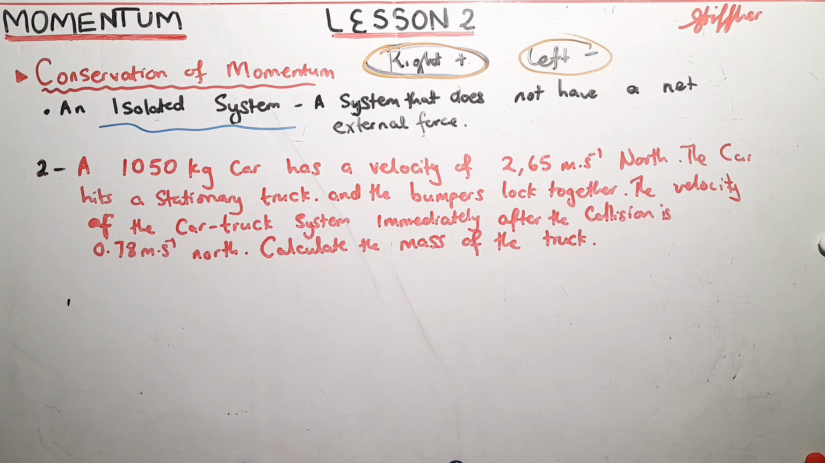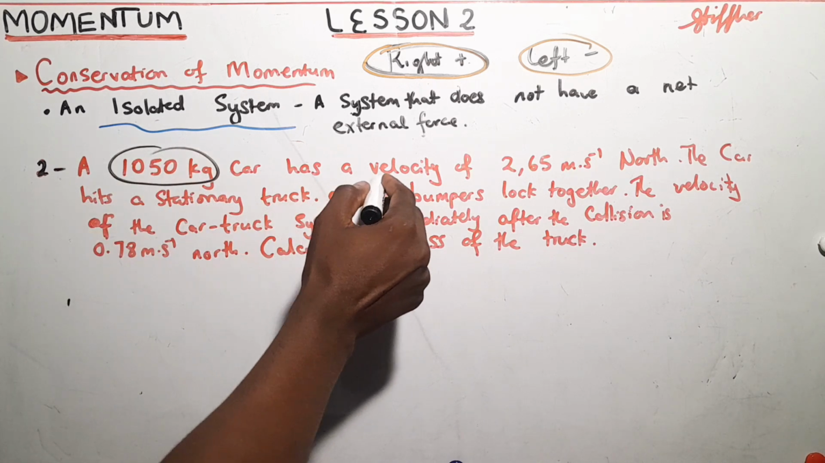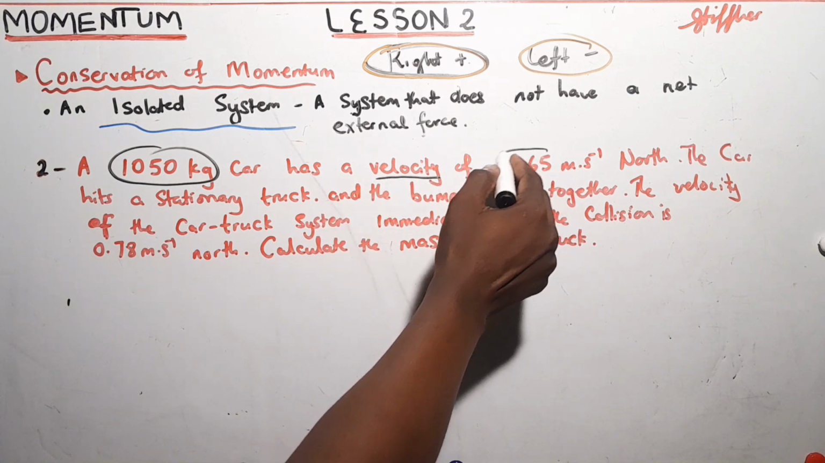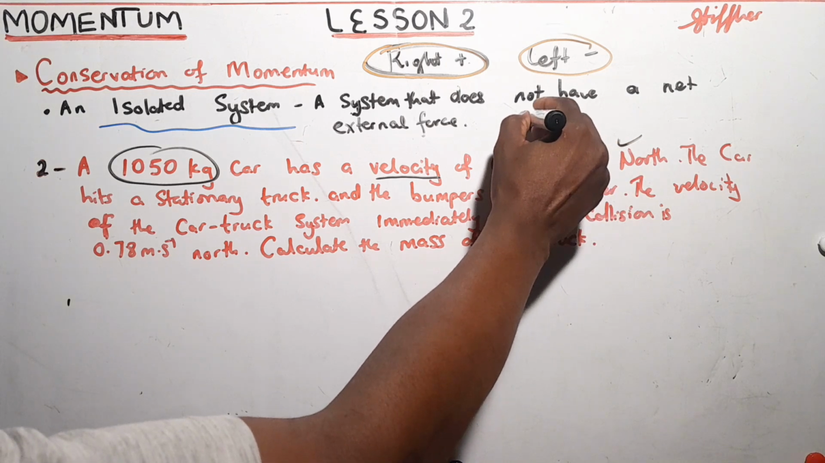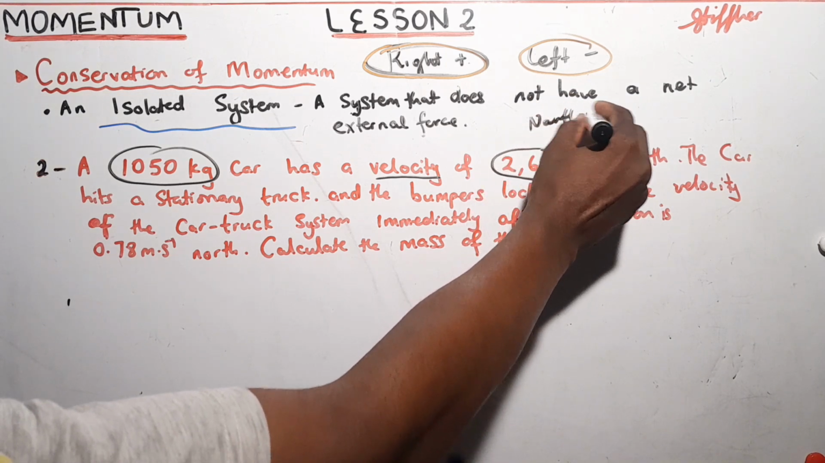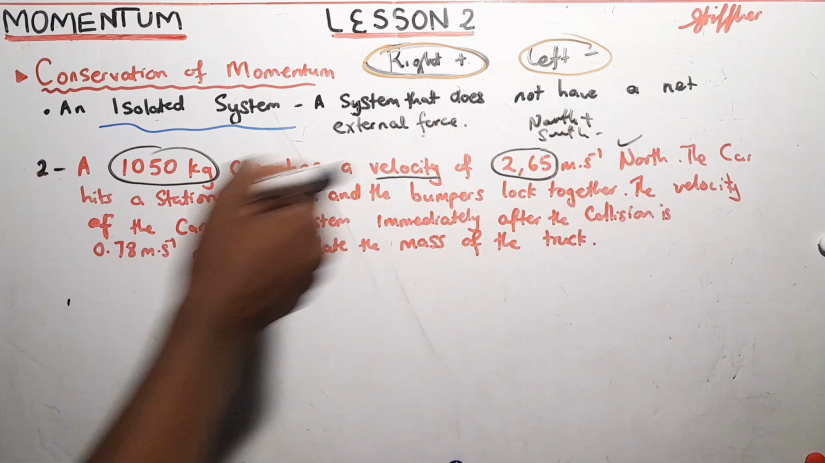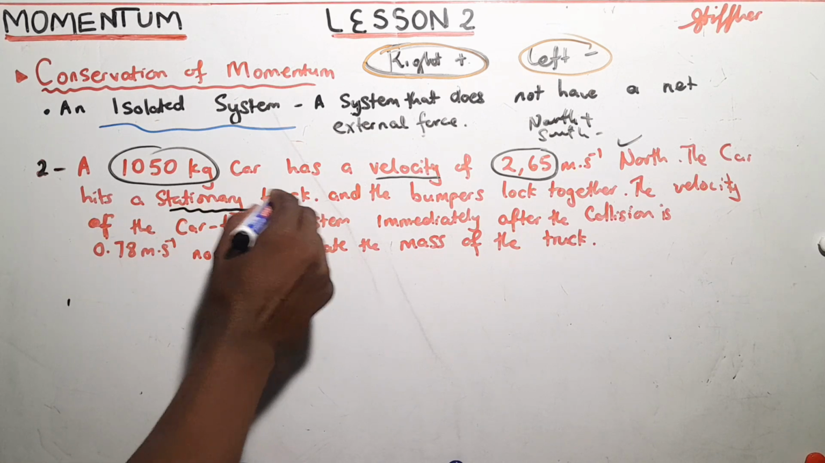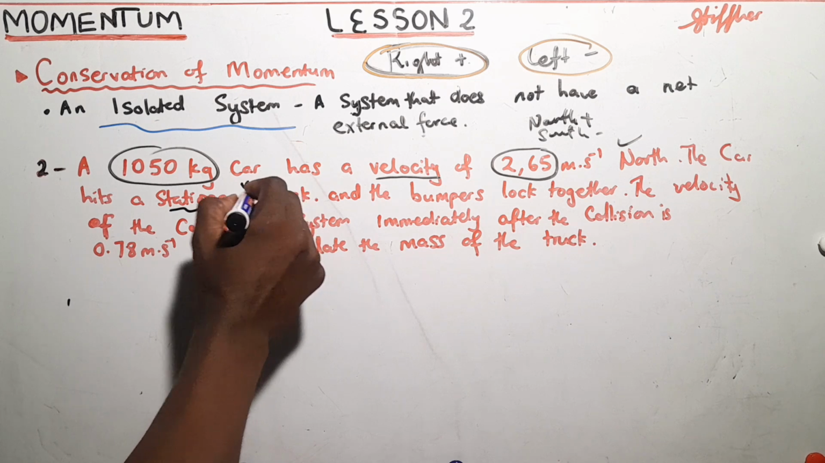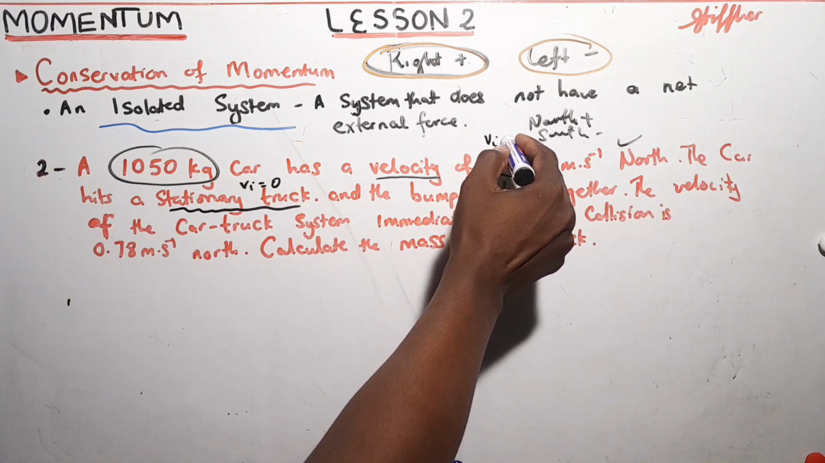So in this situation, they said a 1050 kg car has a velocity of 2.65 meters per second north. So it means that already we can choose our north as positive, right? So it means that our south will be negative. So the car hits a stationary truck. So it means that this truck was stationary, so its initial velocity is 0. And so this is the initial velocity of the car.